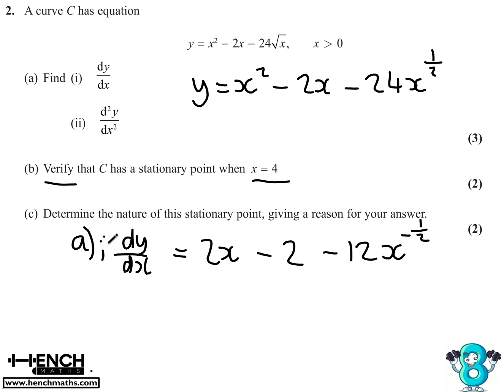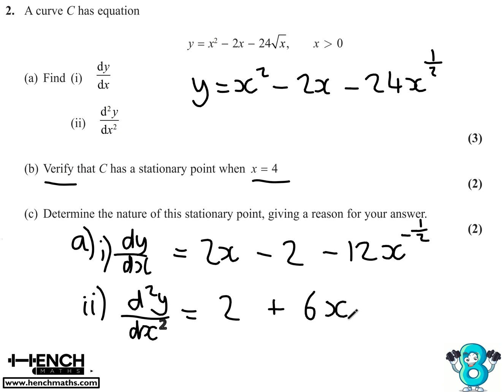Now in part II, the second part, we need to differentiate this again. So the second derivative will be just differentiating what we had from part I. So 2x becomes 2. Negative 2 will disappear because it's a constant. And so we're going to do negative 12 multiplied by negative a half, so you get positive 6. Negative a half subtract 1 is negative 3 over 2. And so that's our answer to part A.